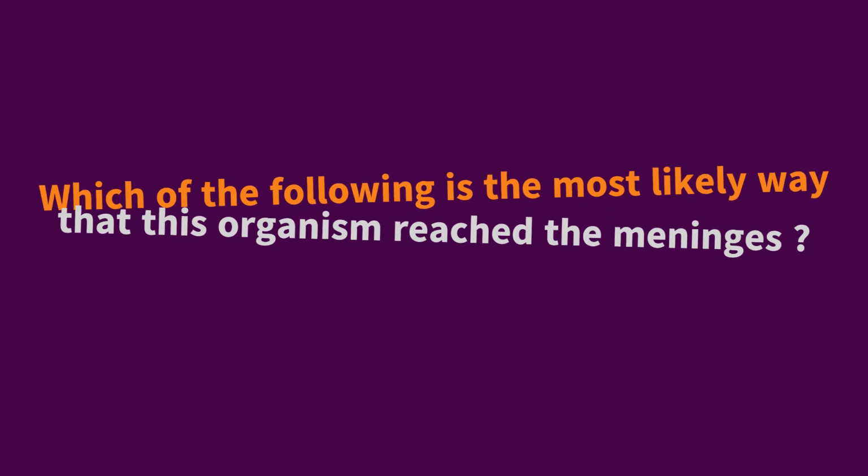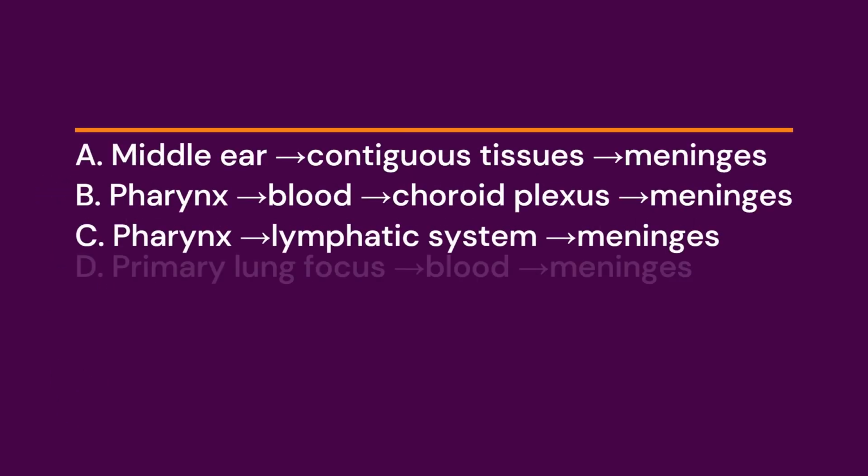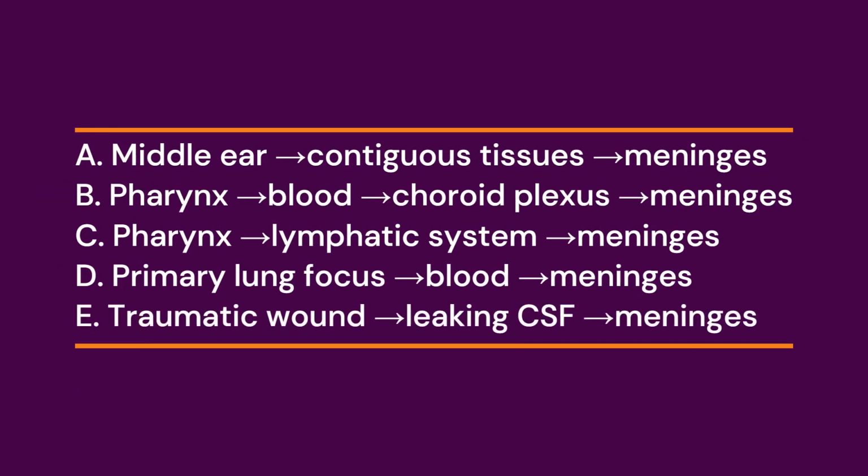Your options are: A. Middle ear to contiguous tissues then to meninges. B. Pharynx to blood to choroid plexus then to meninges. C. Pharynx to lymphatic system then to meninges. D. Primary lung focus to blood then to meninges. E. Traumatic wound to leaking cerebral spinal fluid then to meninges. You have 15 seconds to type your answer in the comment box.